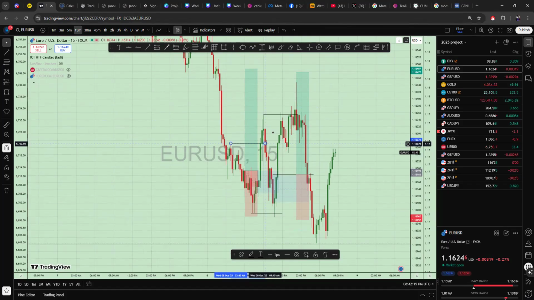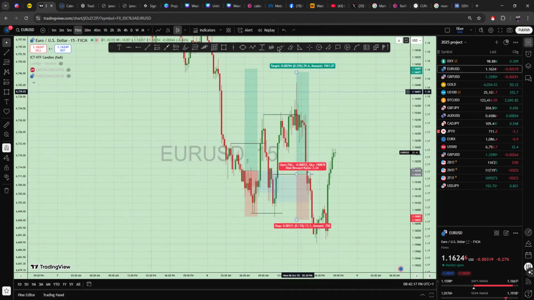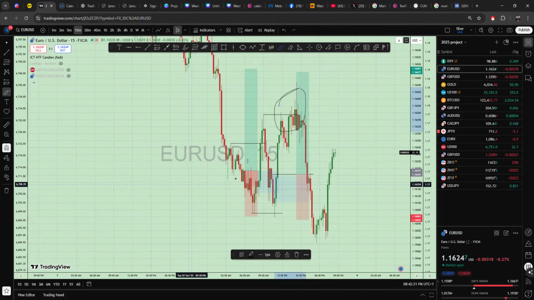Now we're going to talk about break of structure. This one here is not actually a valid break of structure. When you get a break of structure with volume, that's the kind of structure that shows intentions of really moving in the opposite direction. But this one is just a structure shift that is like a turtle soup or stop hunt, actually.